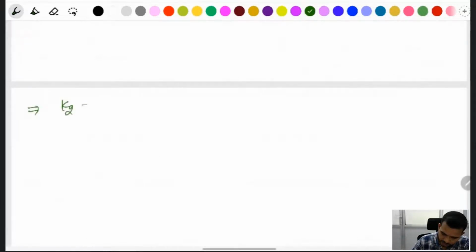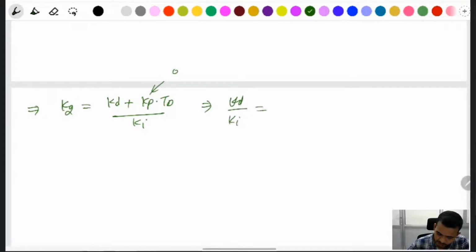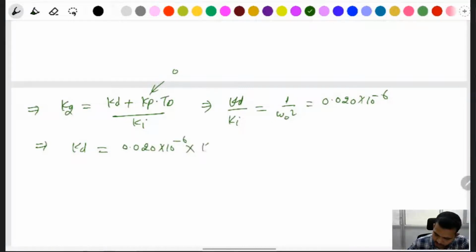And next, find from K2, which is Kt plus Kp into tau d divided by Ki. If you take Kp equal to 0, then Kd divided by Ki is equal to K2, which is equal to 1 upon omega naught square, 0.020 into 10 to the power minus 6. Find the value of Kd here: 0.020 into 10 to the power minus 6 into Ki.